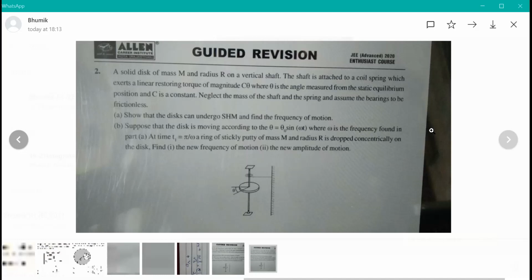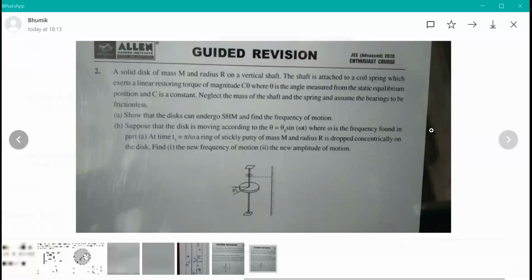Okay. So you have your disk which is already in SHM, with phase constant 0 and omega, which we'll calculate in the first part, and amplitude theta naught. Now at the instant of time t equal to pi by omega, the angular position will be 0. That means it will be at the mean position, so it will have maximum kinetic energy. That is when you put a sticky putty ring of the same mass m and radius r, dropped concentrically.